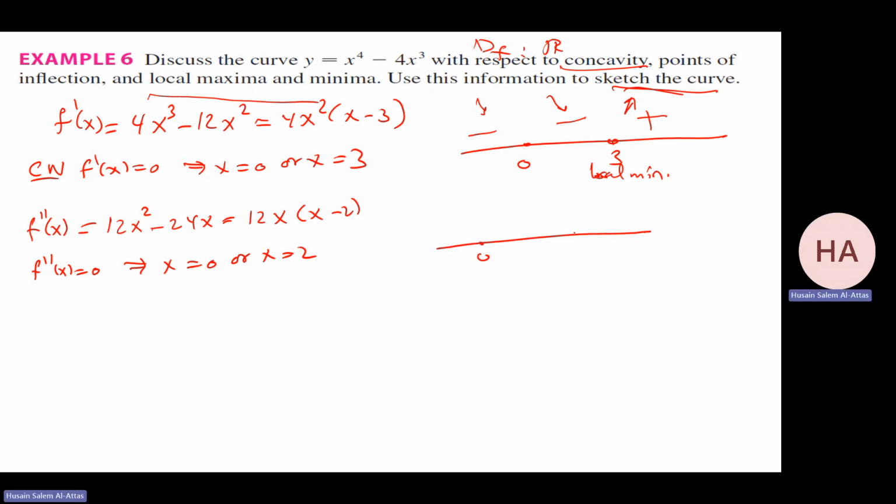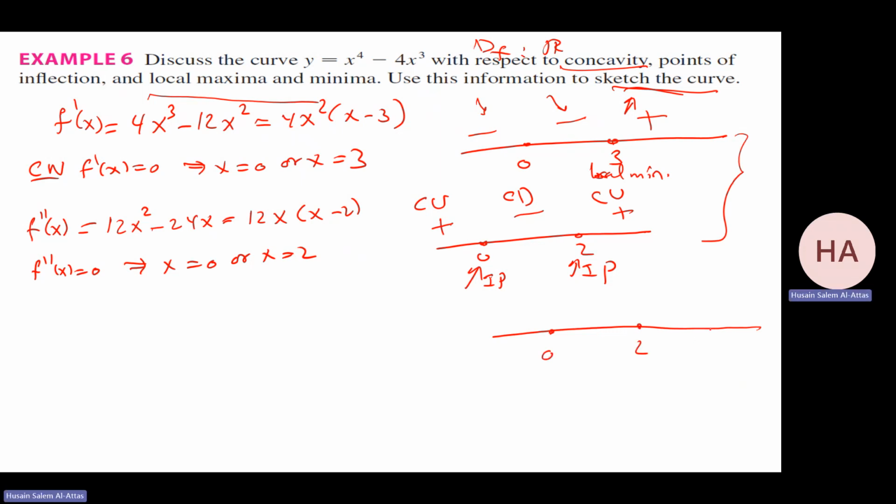So do this 0, 2. Before 0, it's positive. Then negative. This is positive. So it's concave up, concave down, concave up. And they have inflection points here. Okay. Then he wants me to graph the function, or to sketch the curve. What I will do as a step, I will combine these two in one. I have the 0, I have the 2, I have the 3. I will do f prime here and f double prime here.